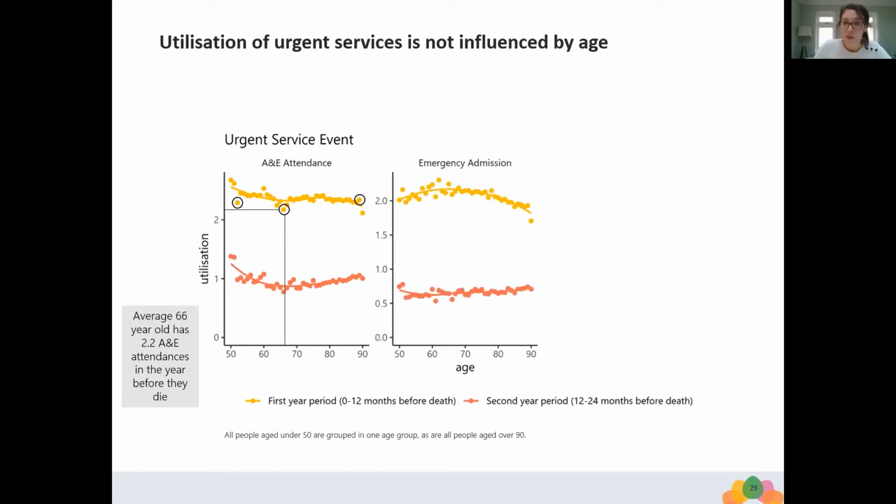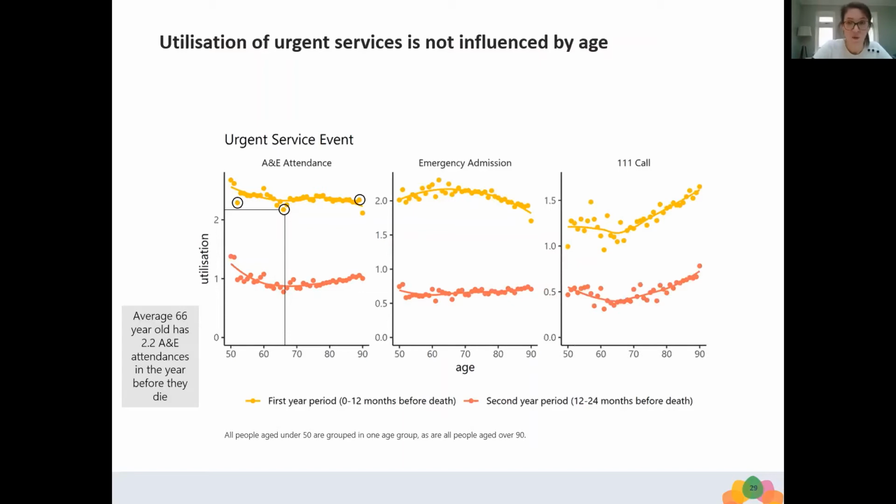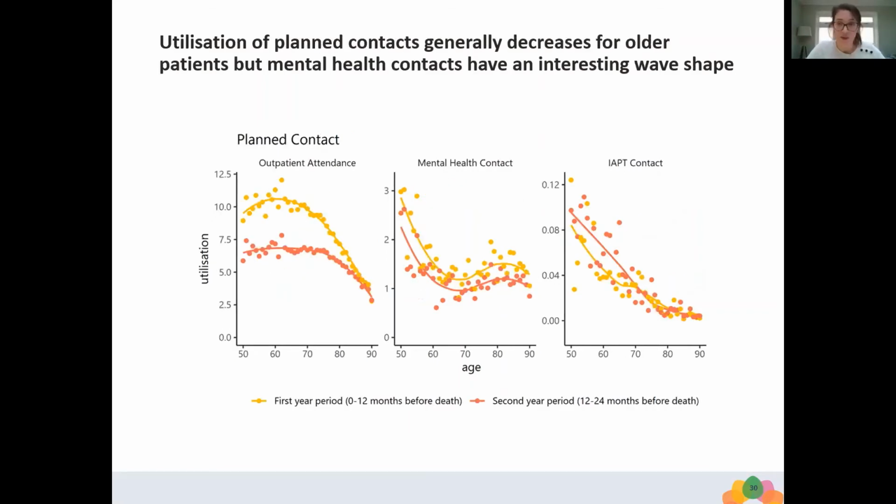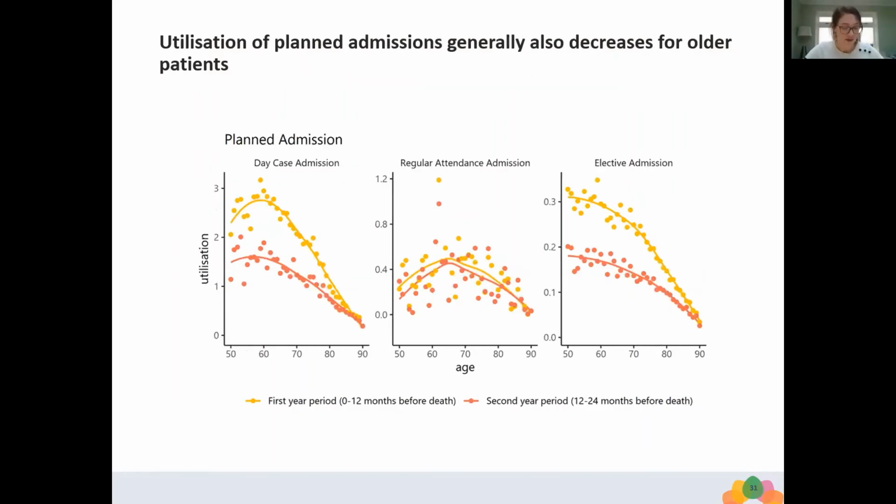We see a similar picture for emergency admissions. For 111 calls, utilisation is lower overall, but we do see here that after around about age 70, as age at death increases, so does use of this particular service. Looking now at planned contacts, you can see that these are dominated by outpatient attendances, and just going through this slide quite quickly, generally as age at death increases, utilisation of these planned contact services actually decreases. And then planned admissions, we can see that these are dominated by day case admissions, but again, as age at death increases, utilisation decreases.